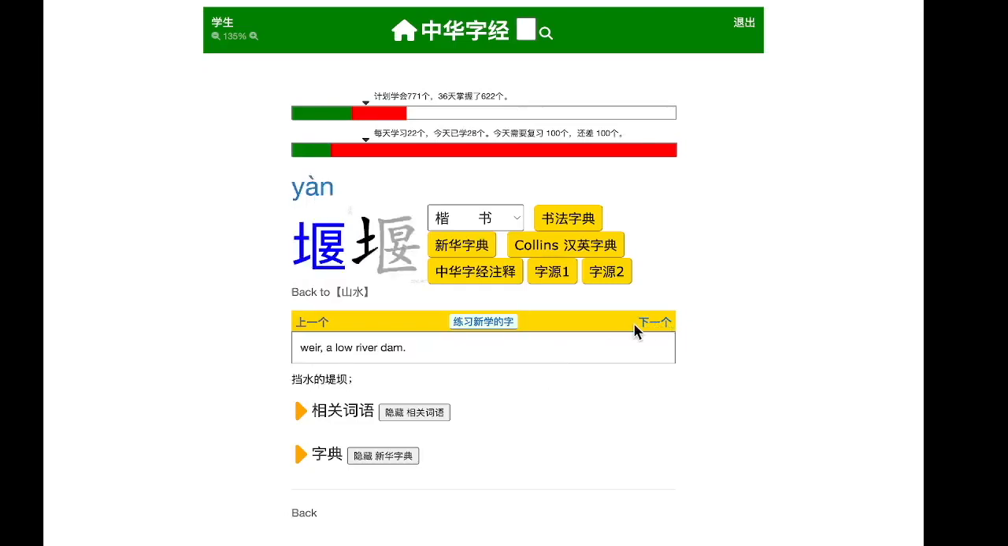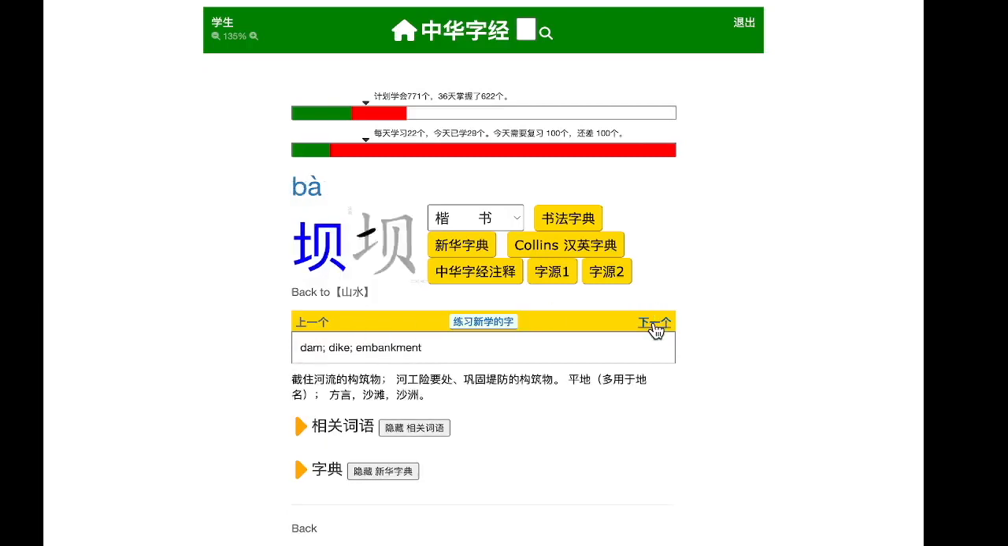Yin, this one's got dirt because this refers to a, how is this even pronounced? A weir. A low dam built across a river to raise the level of water upstream or regulate its flow. Ba. This is a general word for dams, embankments, dikes.